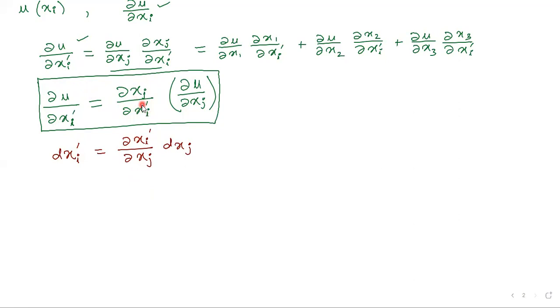So that means the manner in which the components of the gradient transform is not the same as the manner in which the differentials of the coordinates transform. Right? So we have two different transformation rules: one for the components of the gradient and the other for the coordinate differentials.